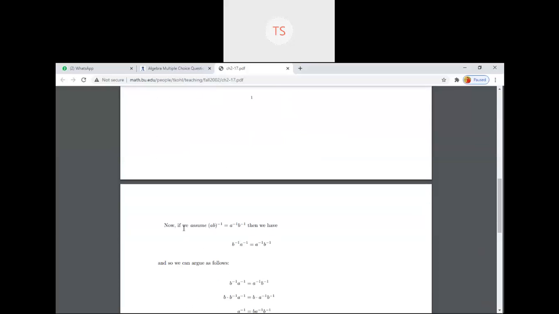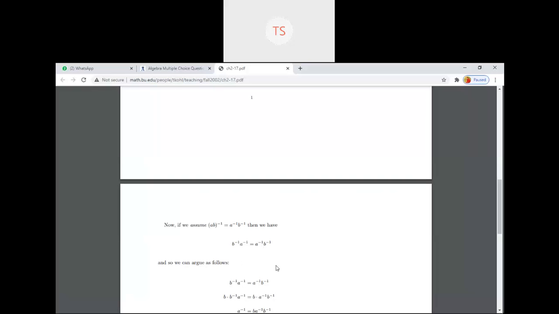It's given that if we assume that (ab) whole inverse is equal to a inverse into b inverse, then we have b inverse into a inverse is equal to a inverse into b inverse. See, from the definition of a group, we know, in the last class we have done that property, that (ab) whole inverse is equal to b inverse into a inverse. But as we have assumed that this is equal to a inverse b inverse, so I can write b inverse a inverse is equal to a inverse b inverse.